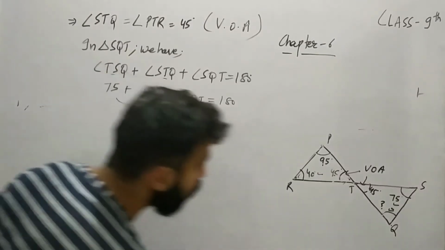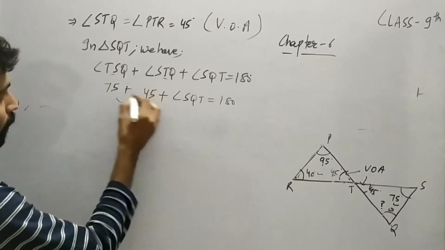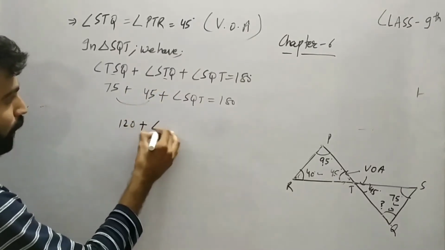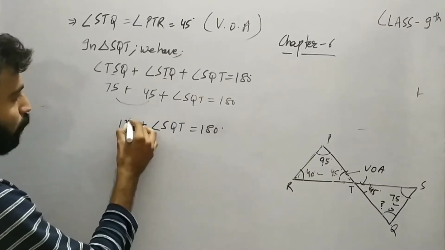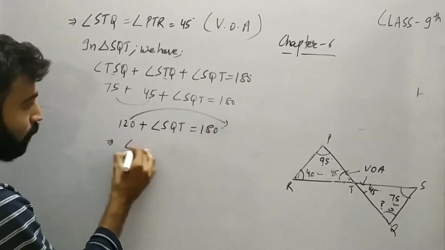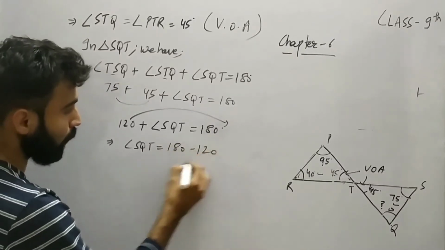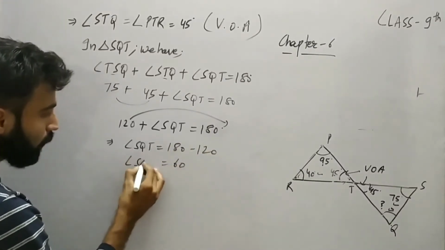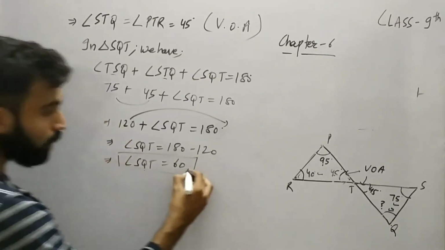Let me first rub off the space below. So you can see here 75 plus 45. Now 5 plus 5 is 10, 5 plus 7 is 12. So 120 degrees is the total here, equal to 180. So transferring this over to that, SQT will be 180 minus 120, and you all know that is 60 degrees, right? So angle SQT here, you can see, is 60 degrees.